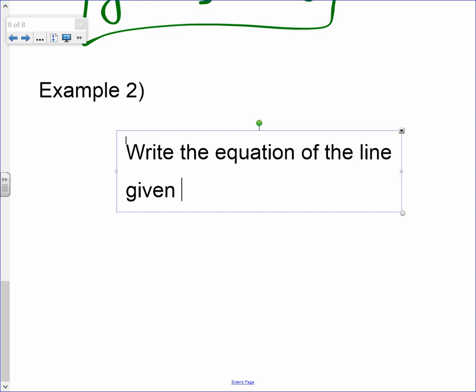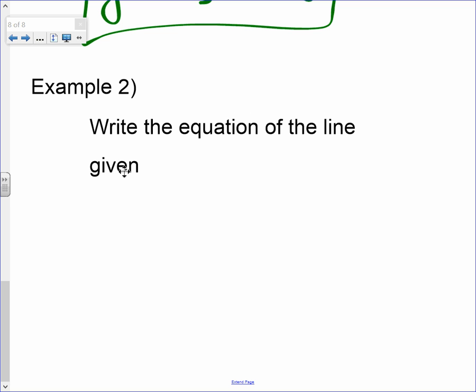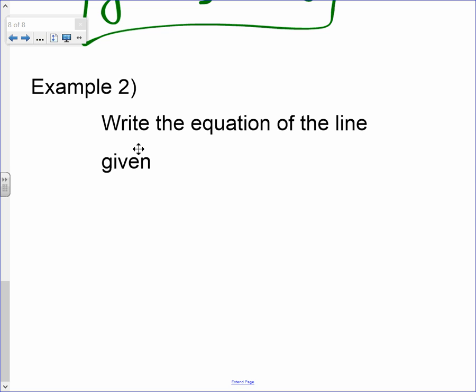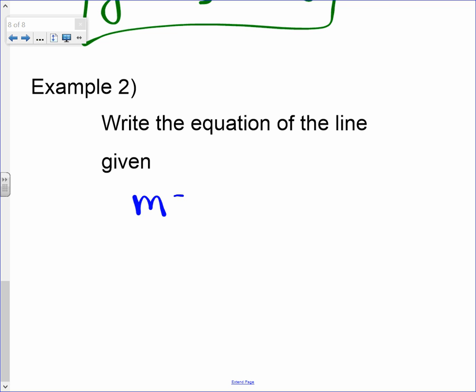So write the equation of the line given... Here we go. I'm going to set up the same way. Here's a slope. Here's a y-intercept. This is number 2. So I'm going to give you a slope. And it passes through the point 3, 5.